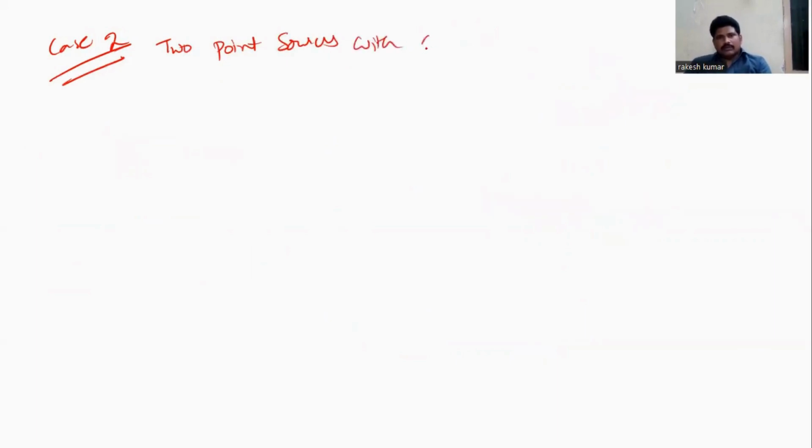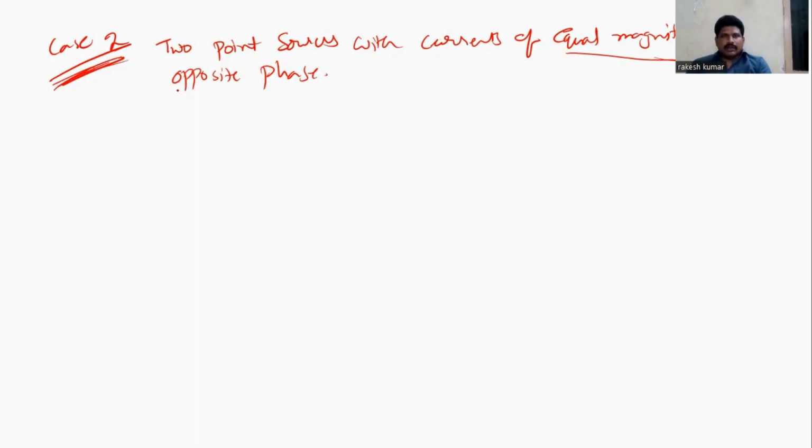with currents of equal magnitude and opposite phase. Okay, so here the only difference is that the magnitudes are equal, but the phases are opposite.